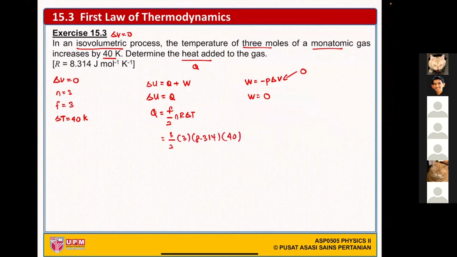So dapat apa? Cuba kira. 20 darab 9, 9, 18, 80. Kira lah, saya malas kira. Pakai kalkulator. 149.652. Okay, jadi 0.65 lah. Okay, joule. Alright. Inilah dia. Okay ke?